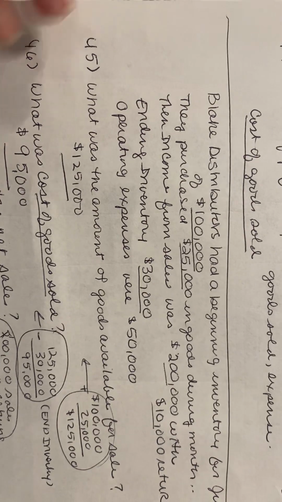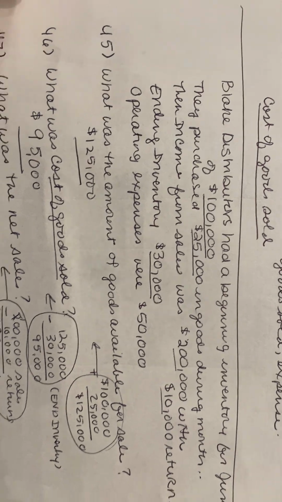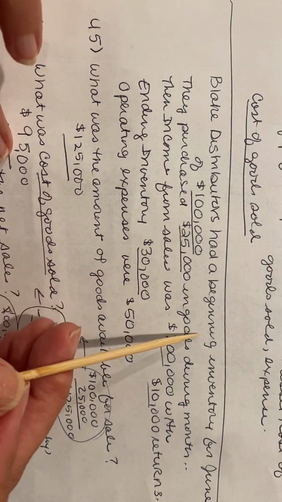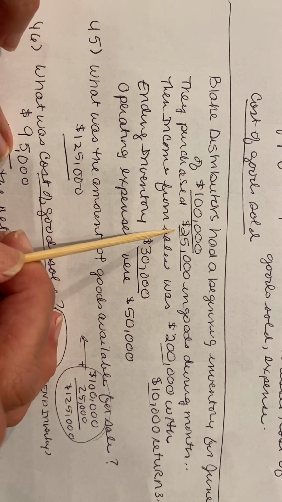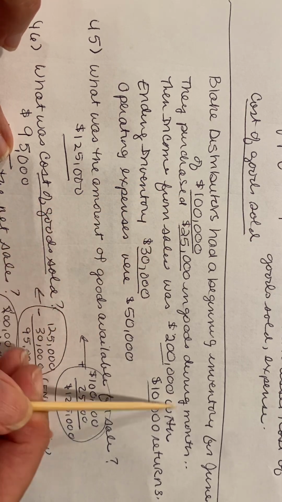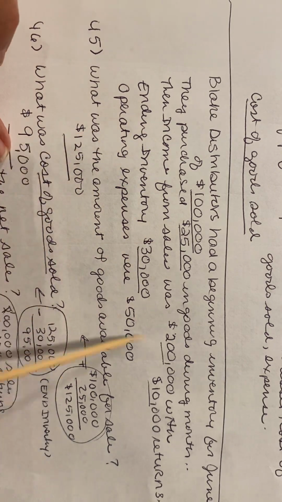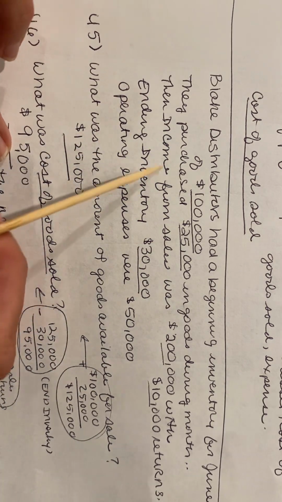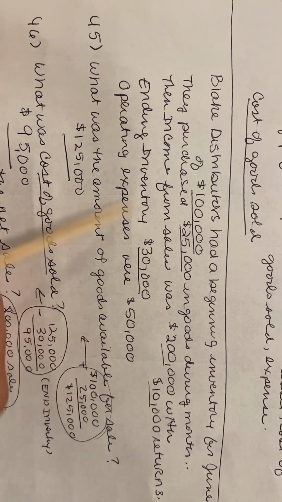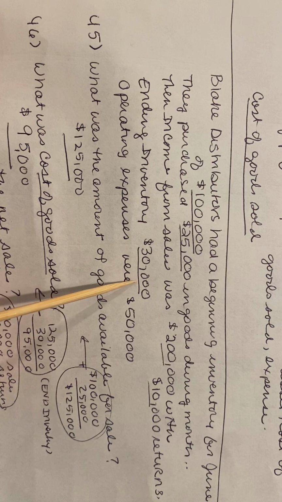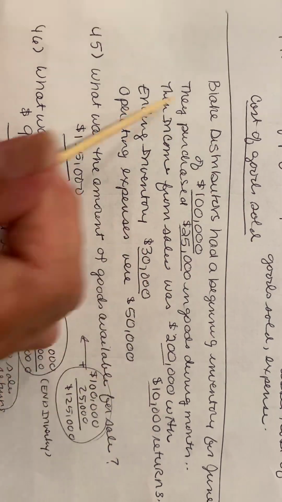So now these have to do with Blake Distributors. Blake Distributors had a beginning inventory for June of 100,000. They purchased 25,000 in goods during the month. Then the income from sales, I always write this out so it's not just in a paragraph. The income from sales was 200,000 with $10,000 returns. Ending inventory was 30,000. Operating expenses were 50,000. This is all you have, right?